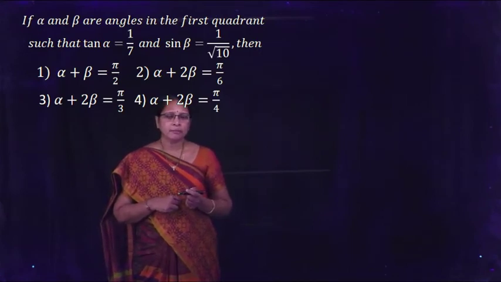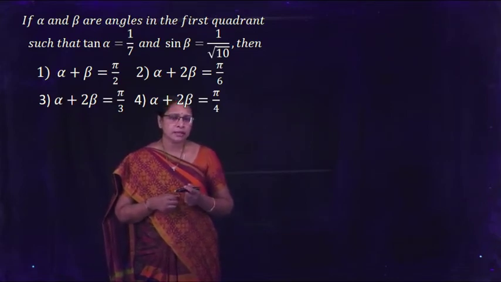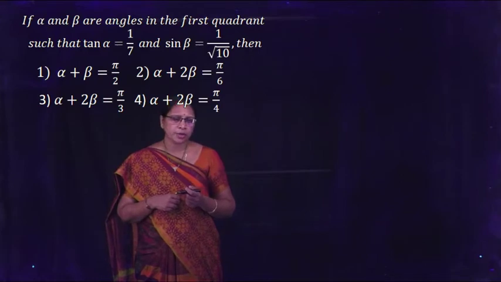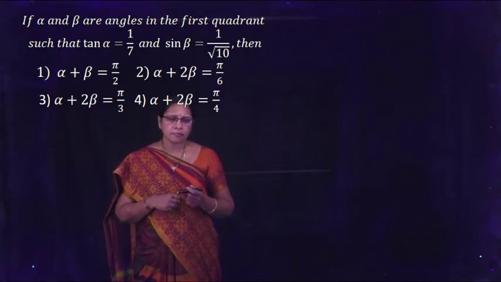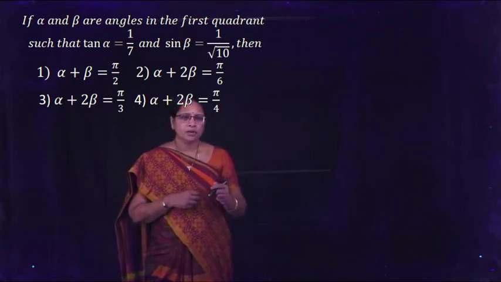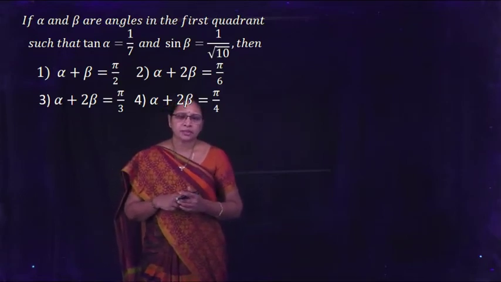If alpha and beta are angles in the first quadrant such that tan alpha is equal to 1 by 7 and sin beta is equal to 1 by root 10, then the options are: first option, alpha plus beta equal to pi by 2; second option, alpha plus 2 beta equal to pi by 6; third option, alpha plus 2 beta equal to pi by 3; fourth option, alpha plus 2 beta equal to pi by 4. We can solve this problem by using the verification method.